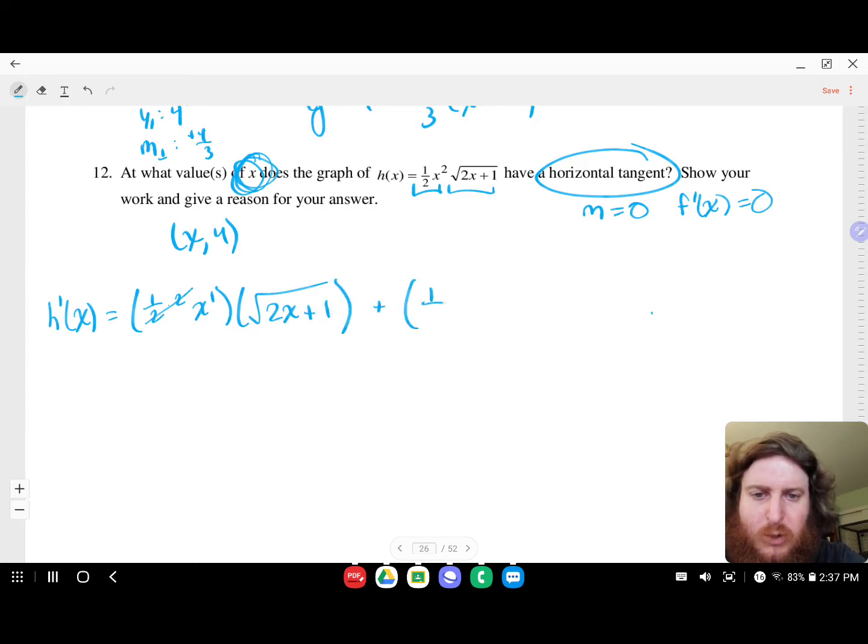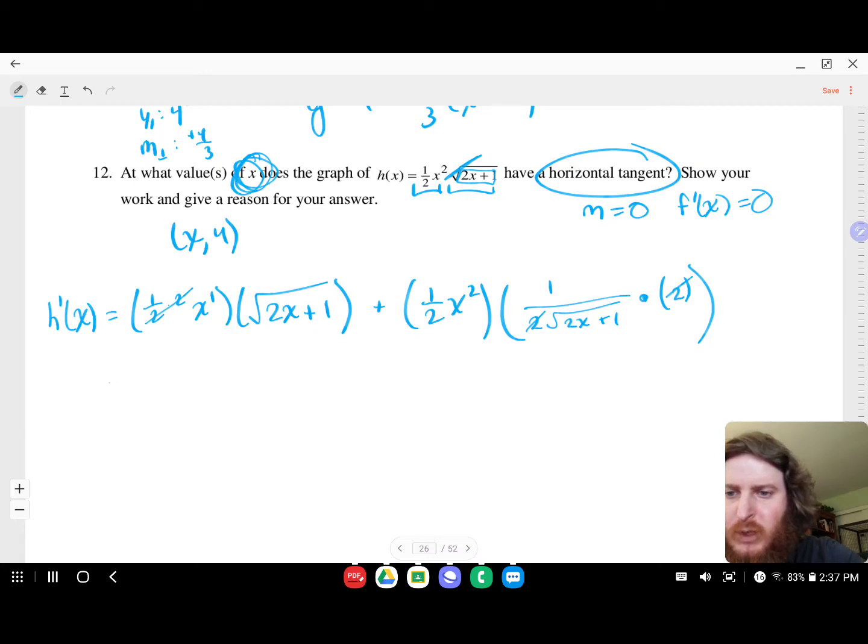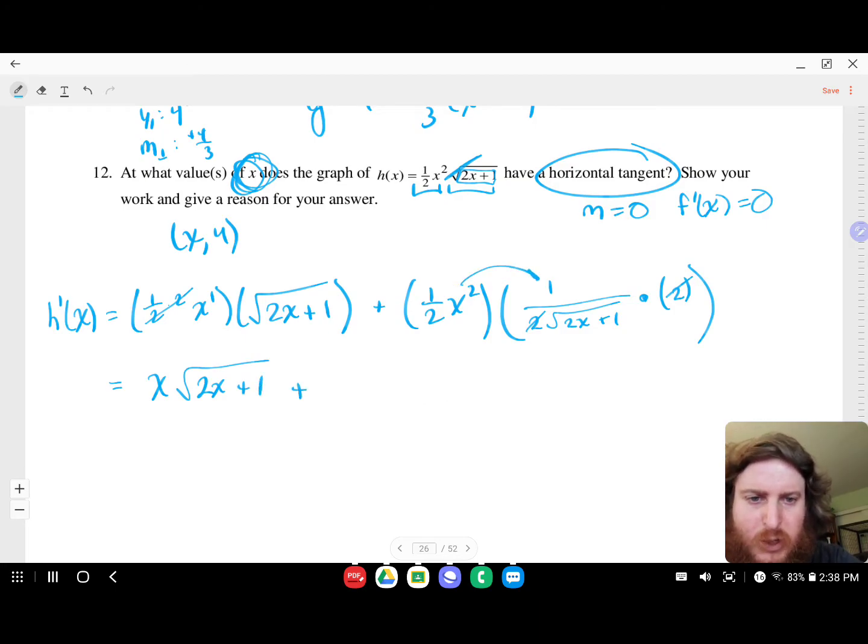Then plus, now we're going to do 1/2 x squared, leave that alone. And the derivative of the square root of 2x plus 1, this is where we're going to do a chain rule. So the outside of that part is the square root times the derivative of the inside, which is going to be the square root of the 2x plus 1 part, so times 2. We're going to cancel out those 2's. So this gives us x square root of 2x plus 1 plus, now what I'm going to do is move the x squared to the top, and I'm going to move the half, the 2 there, to the bottom. So plus x squared divided by 2 square root of 2x plus 1.